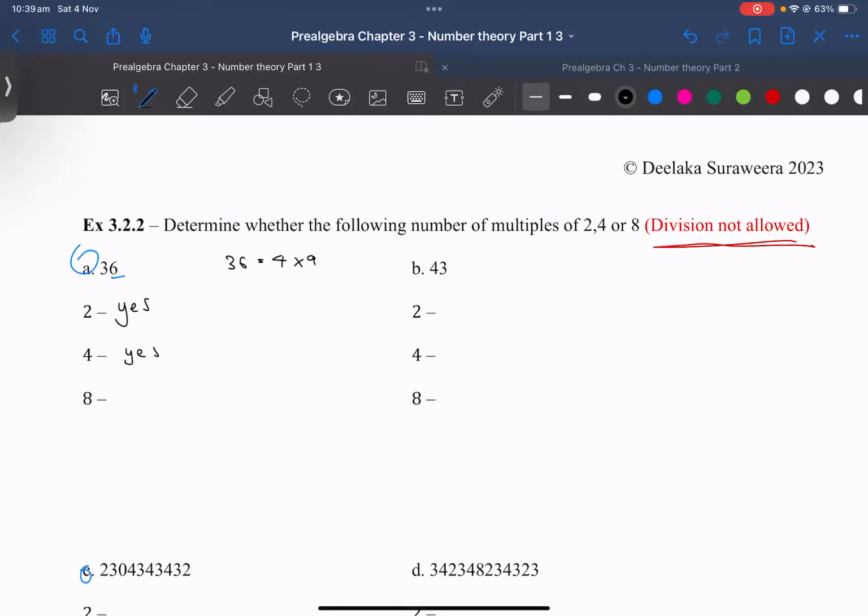And then 8. Is 36 divisible by 8? No, right? 8 times 4 is 32. 8 times 5 is 40. So 36 is in between, which means it's no.